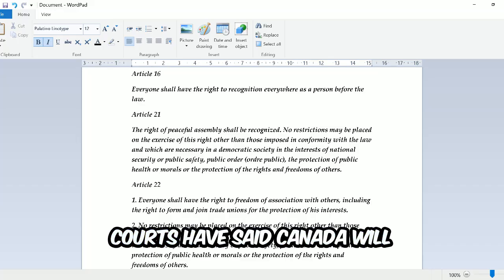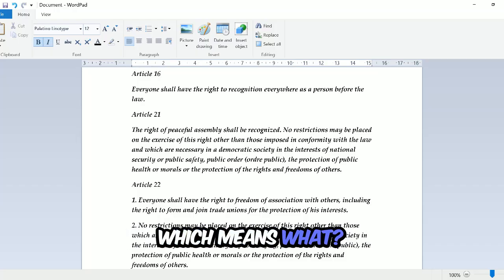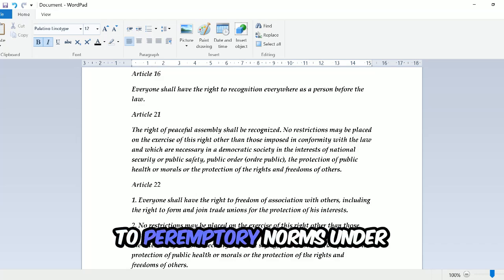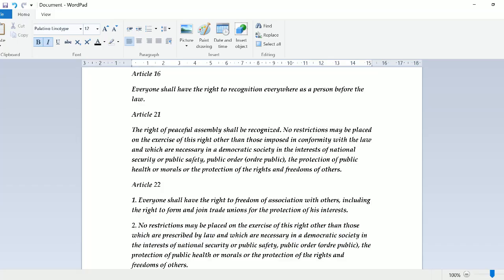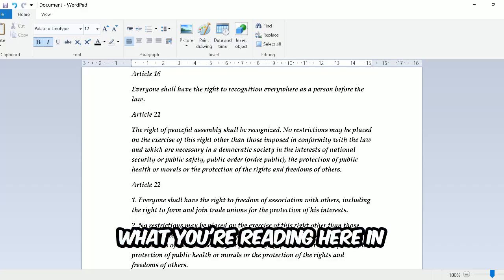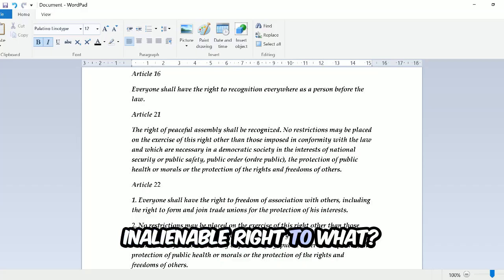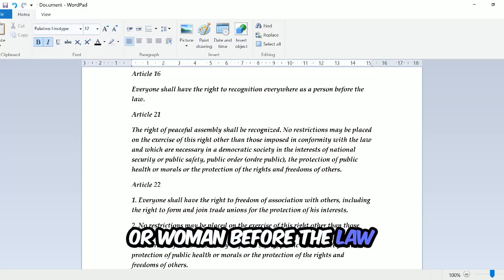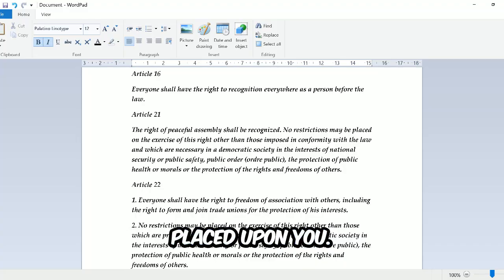Courts have said Canada will unilaterally apply their laws against you, only subject to the Charter. Which means what? Well, only subject to common law. Which means what? Well, only subject to peremptory norms under the international order. That's the way out. That's the door. No other door. Can't make up your own door. Understandest thou not that what you're reading here in Article 16 is the operation of your absolute, inalienable right to what? To be recognized as a man or woman before the law, without any additional obligations or impositions placed upon you. And that's your right to stand before the law in that capacity.